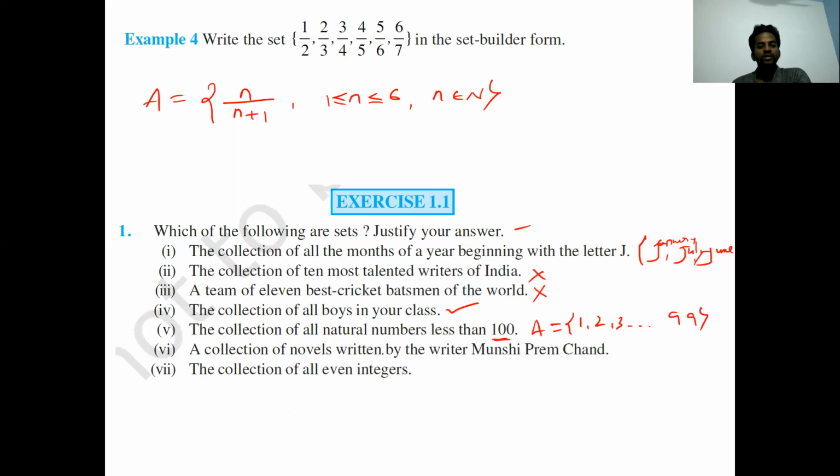A collection of novels written by the writer Munshi Premchand. Yes, it will be unique, it will not be changing. The writer is Munshi Premchand, so you can consider that also a set. The collection of all even integers. Okay, this is also a set. I'll write it in I: 2, 4, 6, 8, 10 will be continued. It will never stop because it is an infinite set.